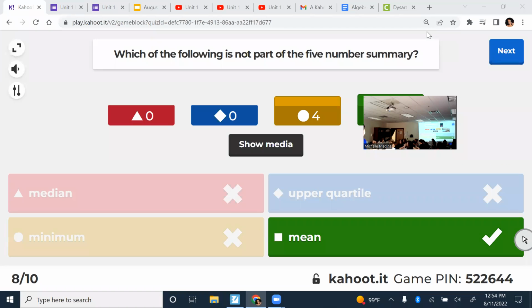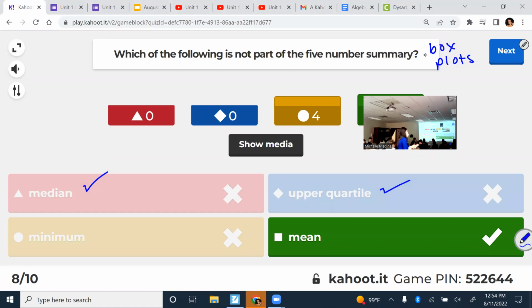When do we use the 5-number summary? What's it for? Box plots, good. Or box and whisker plots, I prefer to call them. But the 5-number summary does include the median, it does include the upper quartile.